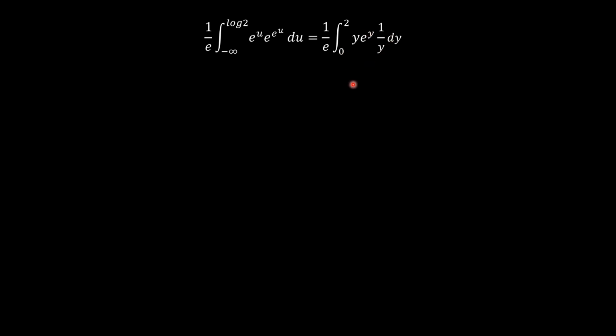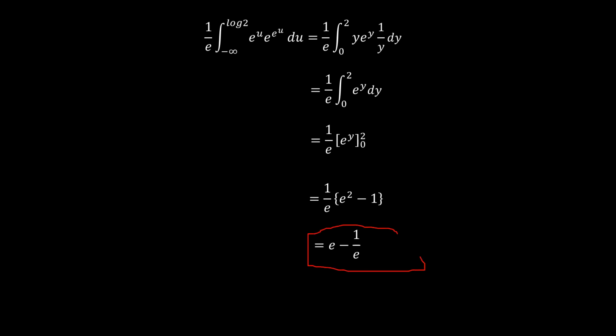These y's cancel, and so we're left with just a simple integral of e to the power y from 0 to 2 times 1 over e, and that becomes 1 over e times, because the integral of e^y is the same as e^y, that is plugged in there. So the answer is 1 over e times e squared minus 1, e to the power 0 is 1, and so the final answer is e minus 1 over e, and that is our final answer.